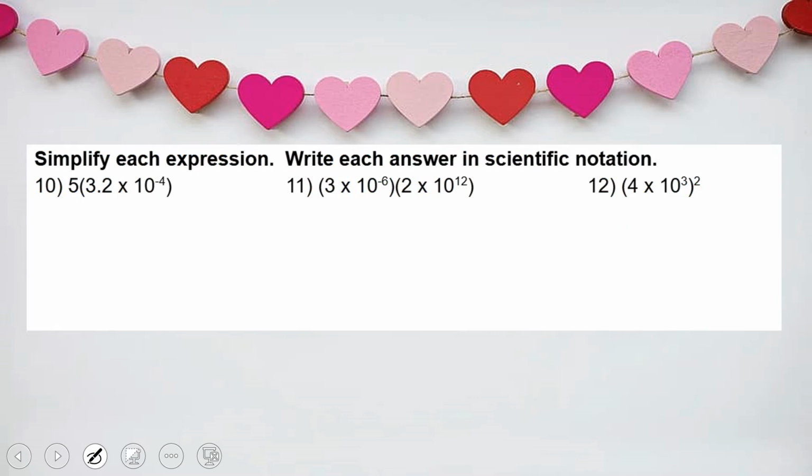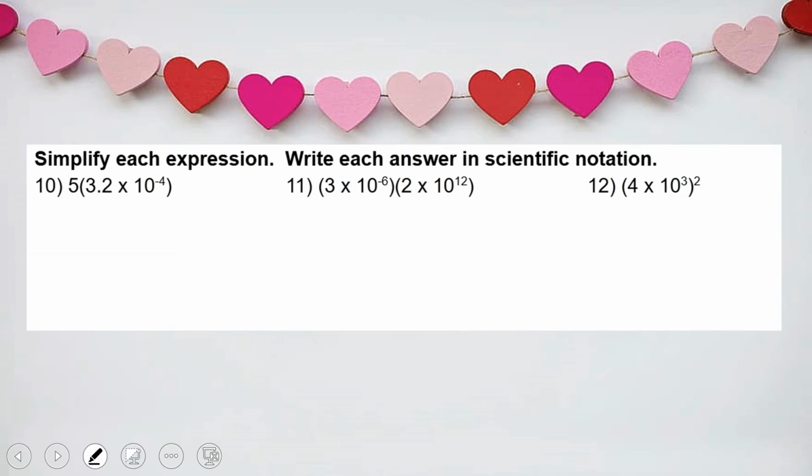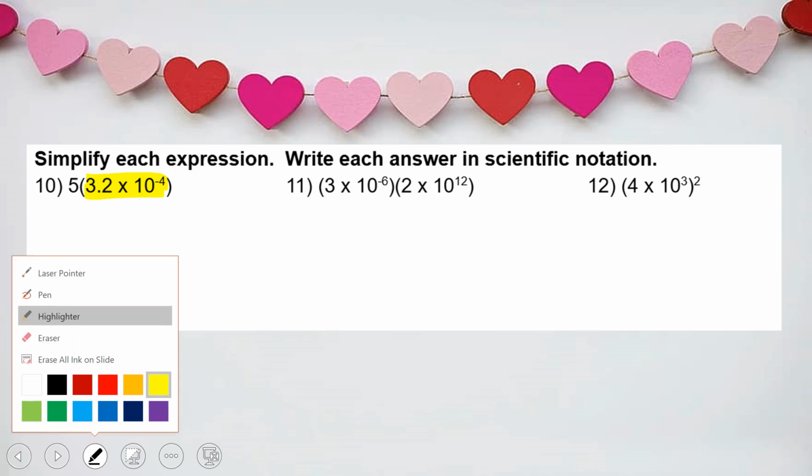Okay. Now we're going to apply operations to our scientific notation. And the biggest thing that you have to remember is even though this seems like a binomial, that it seems like there's two numbers in there, that really is only one number. 3.2 times 10 to the negative fourth, right? That's 3.2, but move your decimal 4 places to the left. Then multiply it by 5.